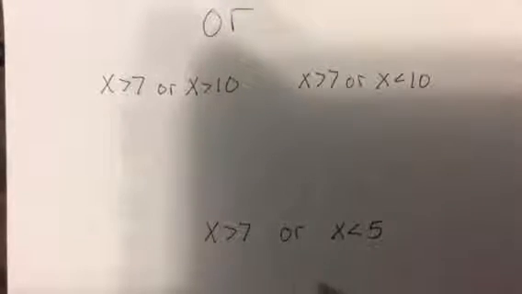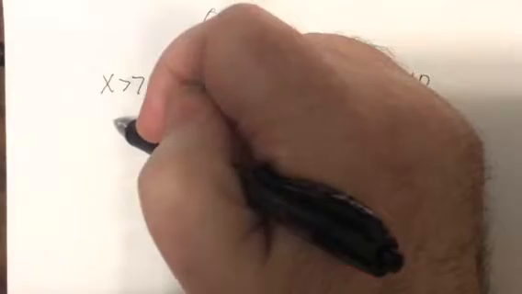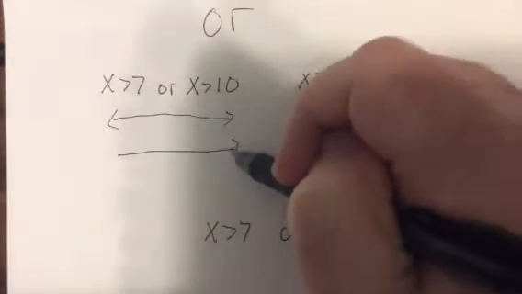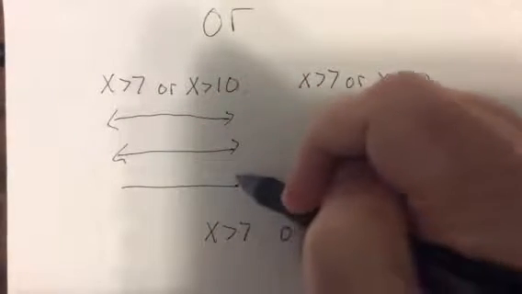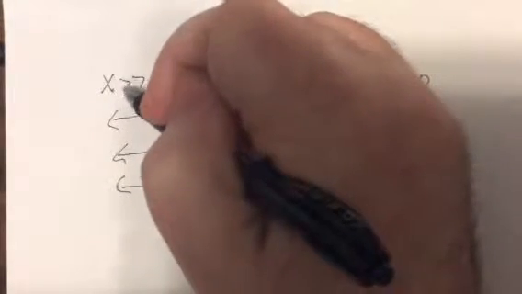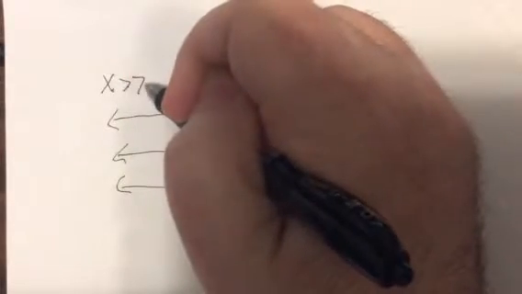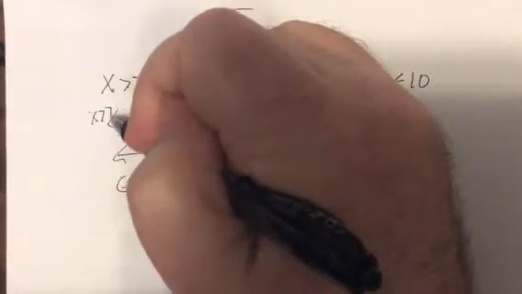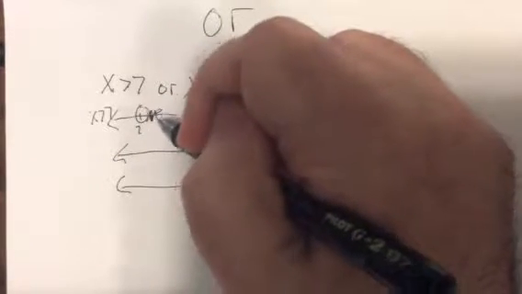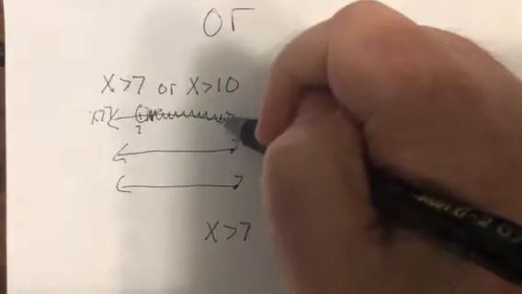But here, three "or" problems. I recommend drawing three graphs. You don't have to, but just draw three. Okay, here we go. I'm going to do this one. This says all the numbers bigger than 7. The mouth is trying to eat the x. So here's 7. No equals, so open dot, and then bigger is to the right.